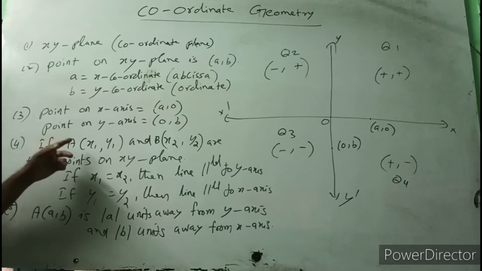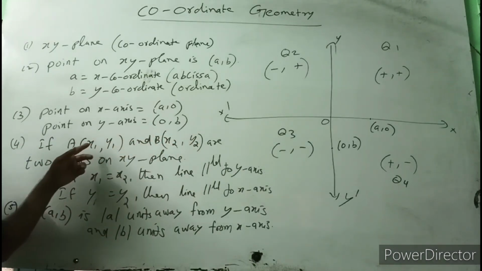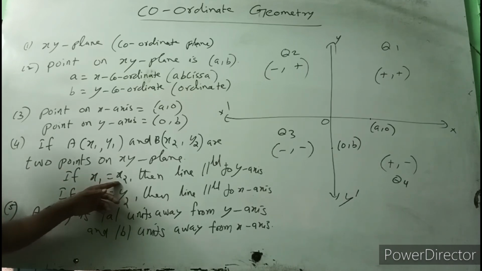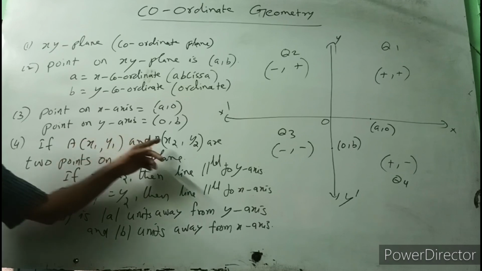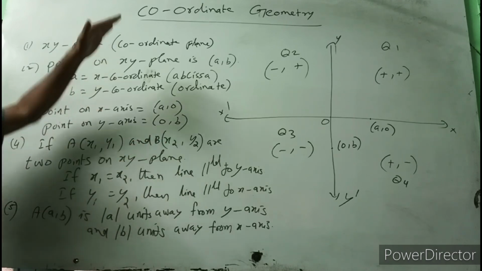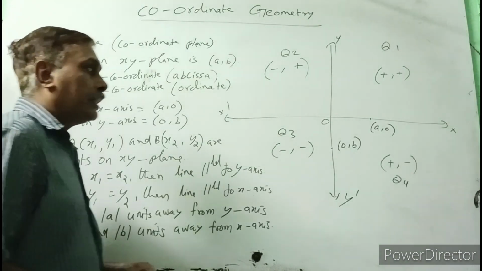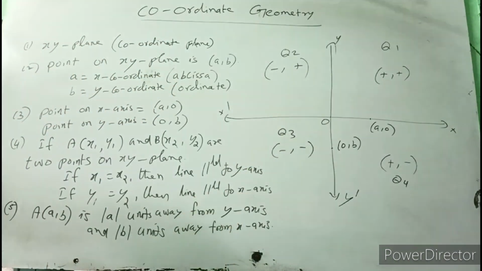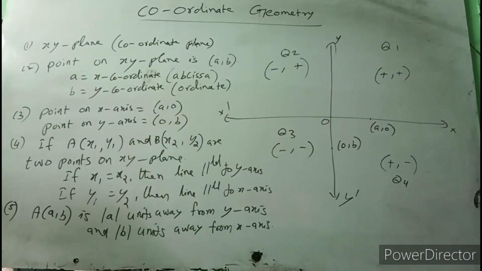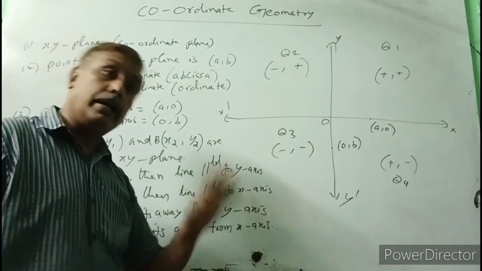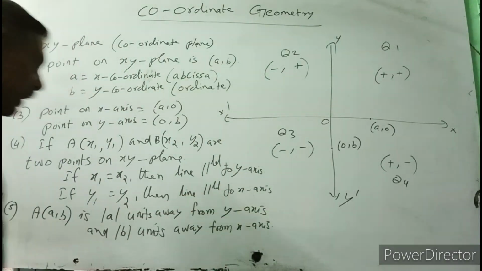Then if I am taking 2 points in this plane, A and B, named x1, y1 and x2, y2, then if x1 is equal to x2, meaning x1 and x2 are the same, such lines will always be parallel to the y-axis. What is the meaning of that? I will tell you in the next section. I will draw a new figure and show. Similarly, if y1 is equal to y2, then the line or line segment will be parallel to the x-axis.